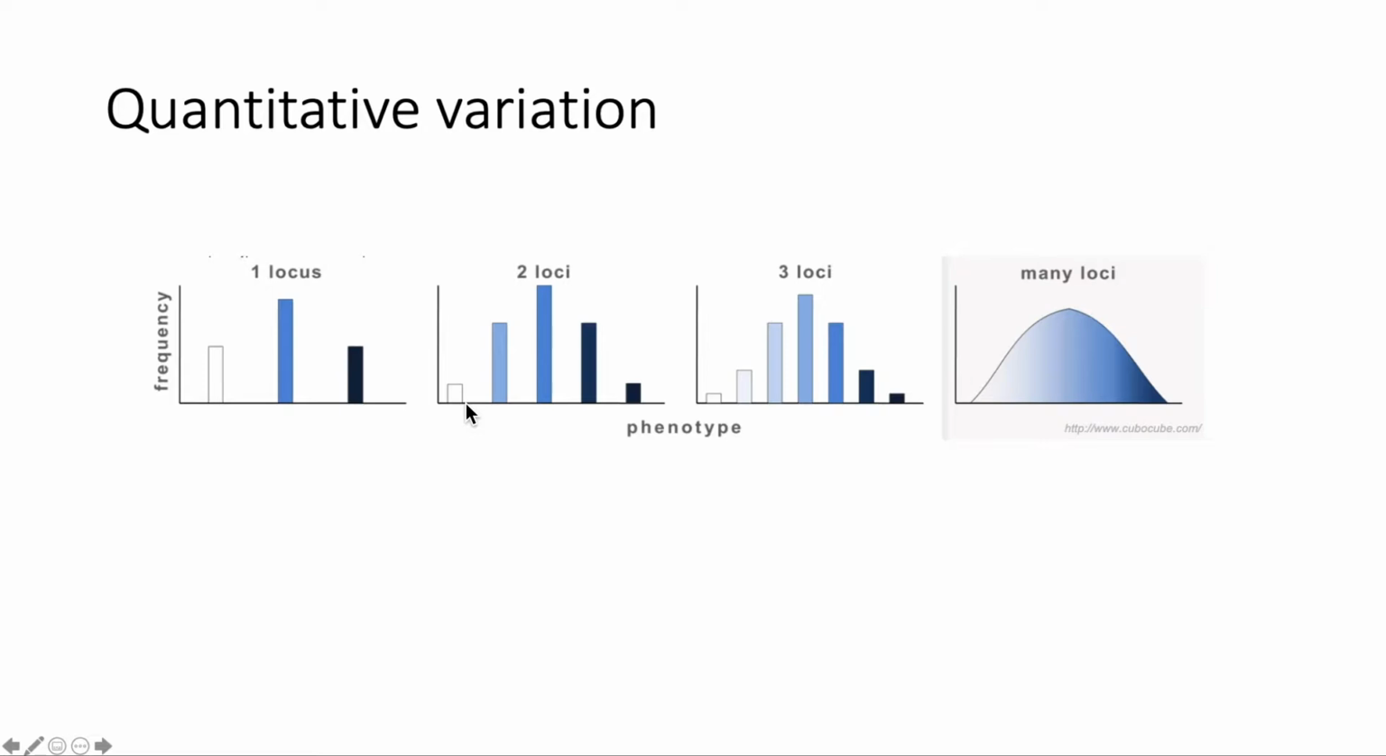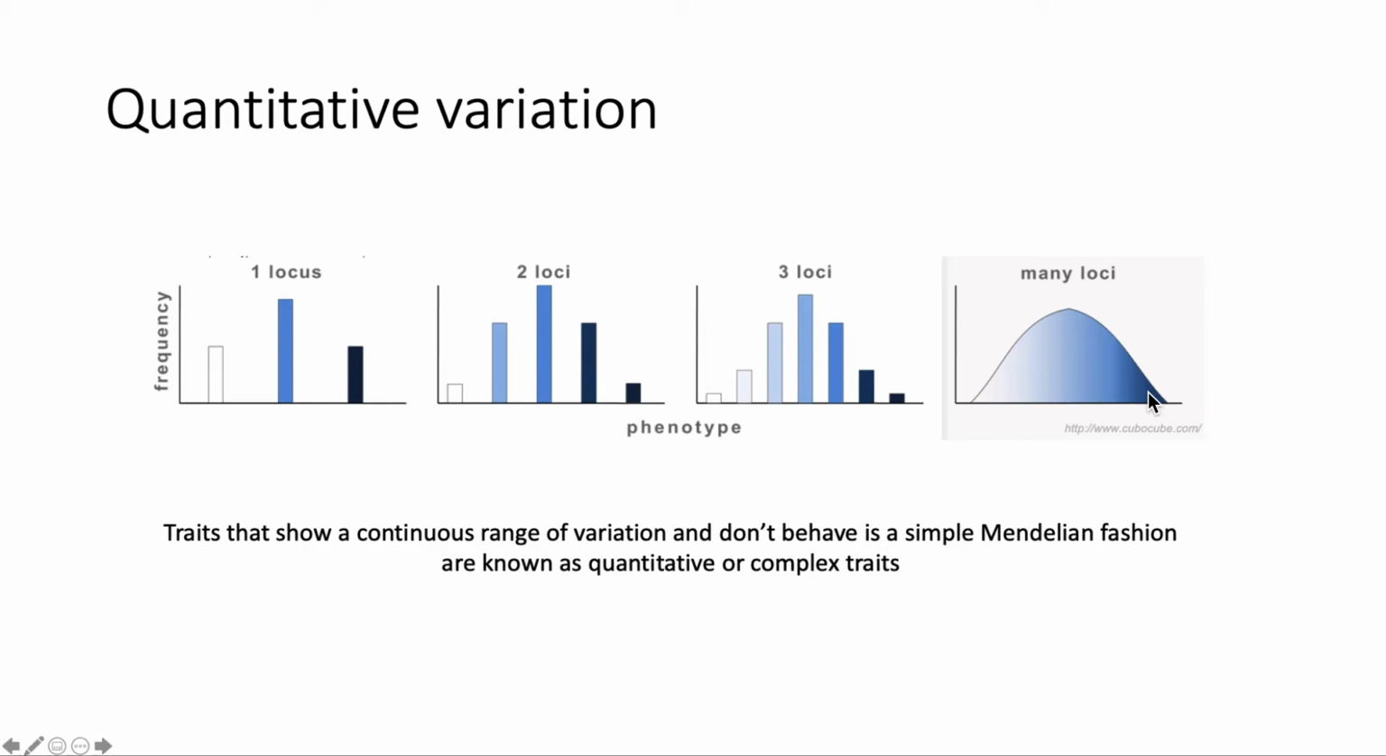And each time that we have more loci that control the phenotype, we're going to have more categories of the phenotype, until at one point we have a lot of loci controlling the phenotype, and we're going to have a continuous distribution of the phenotype in the population.